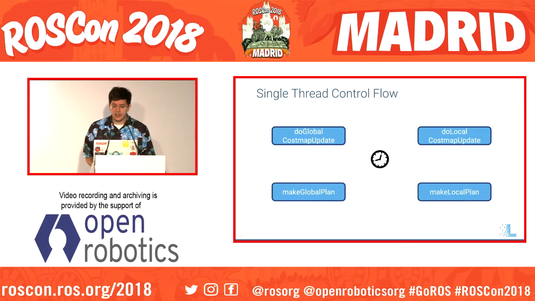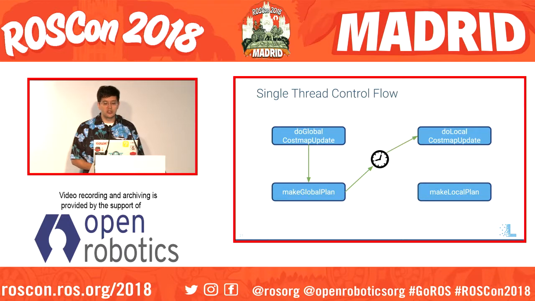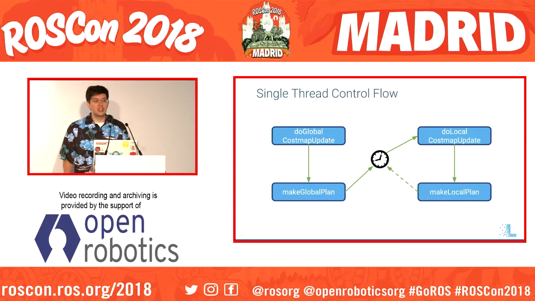And so an example of how this would work, you can make a single-threaded version of Locomotor, where you start off when you get a goal, you say, do a global cost map update, and from there, that will trigger a callback to the make global plan. When that succeeds, that will start a timer, and the timer will trigger and cause a local cost map update, followed by a local plan update. And then that will loop around, and the timer will trigger again, and you'll get your robot to drive along the path.